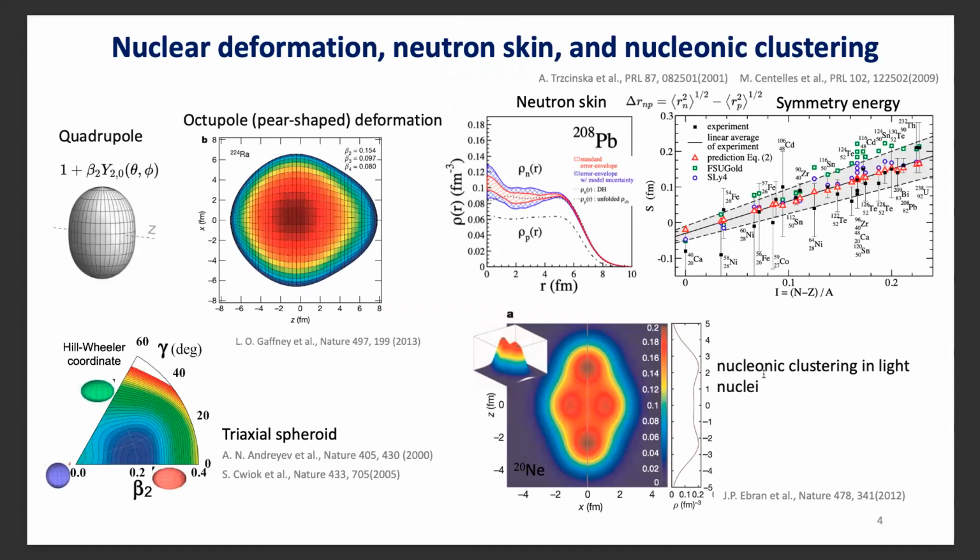So actually, in the world, lots of nuclei can have different shapes. They can have a rugby ball shape, and also a pear shape. And some nuclei can have a triaxial shape. And also people want to study the neutron skin, which is related to the symmetry energies. This plot shows the different distributions between protons and neutrons. And some light nuclei can have a clustering structure.